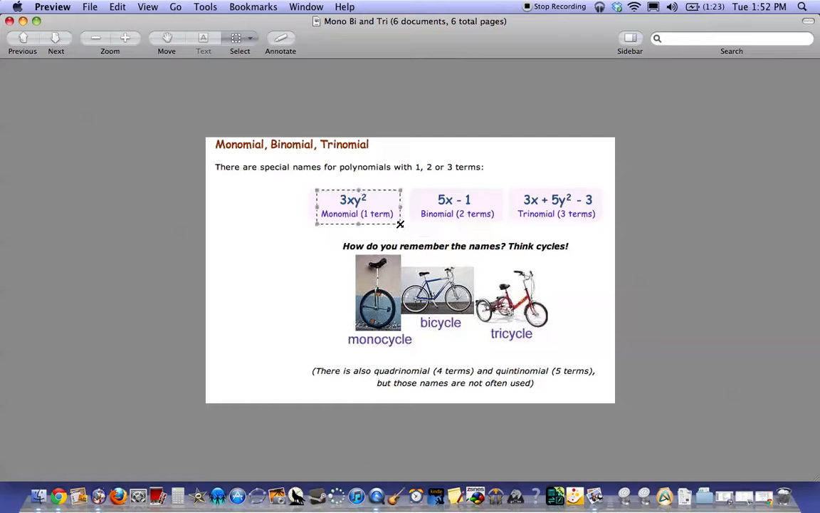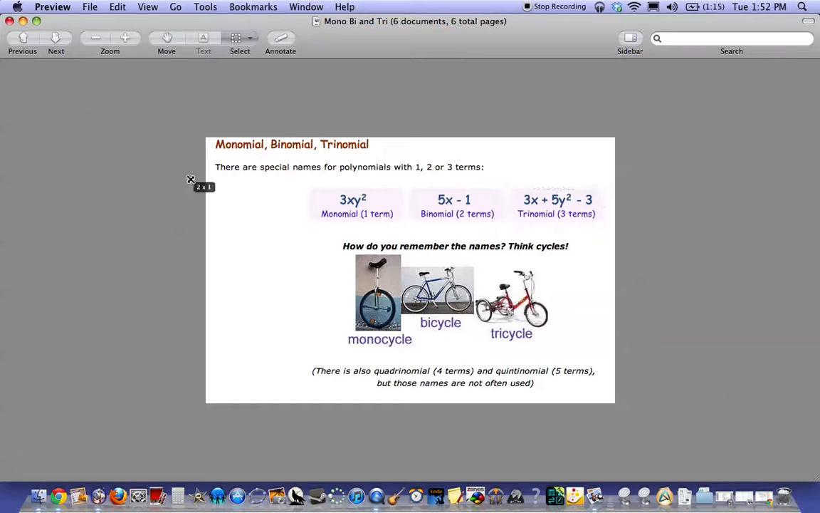You can see there's just one term. That is technically a polynomial. Here is a binomial. This has two terms. It has 5x and it has 1. This is a trinomial. This has three terms. You have 3x, you have 5y squared, and you have 3.